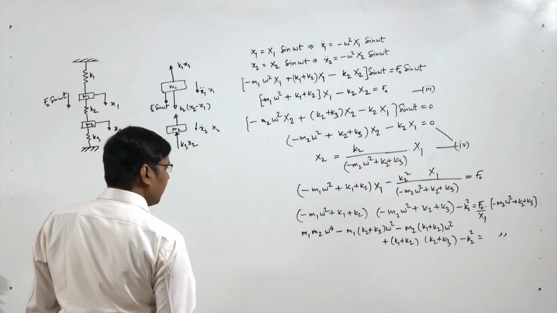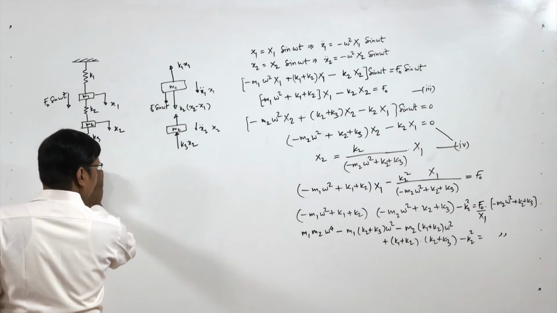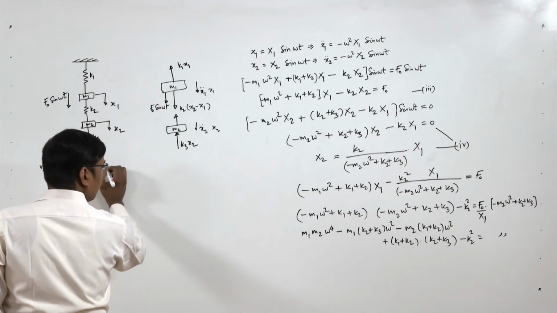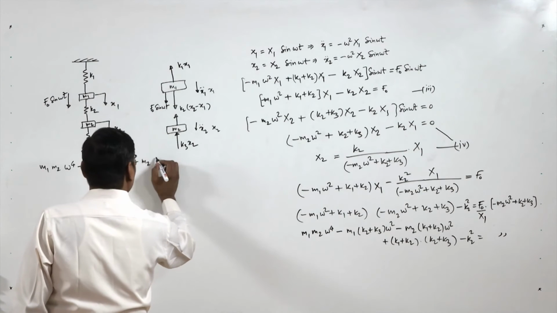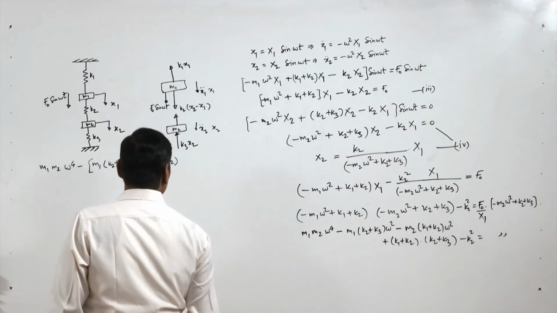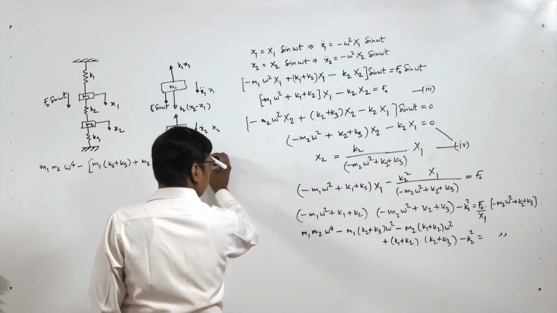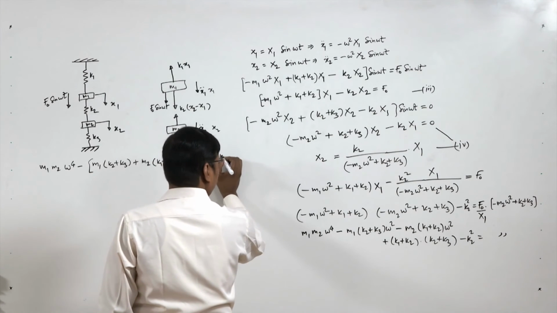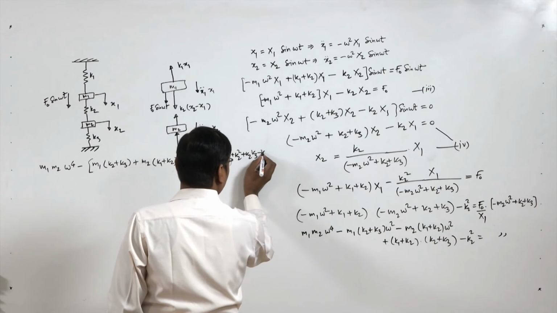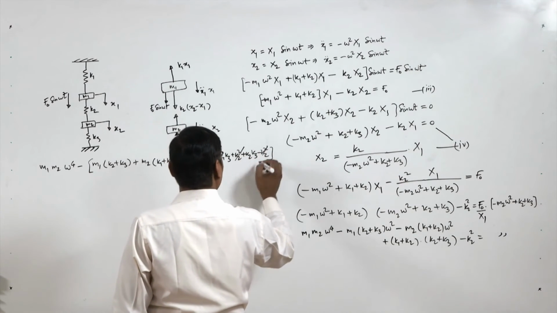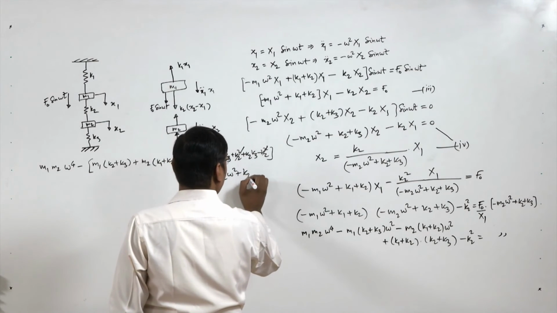So we can rewrite this. So we will have m1 m2 omega power 4 minus m1 k2 plus k3 plus m2 k1 plus k2 omega square plus this is k1 k2 plus k1 k3 plus k2 square plus k2 k3 minus k2 square, and k2 square will cancel out, and that is equal to f0 by x1 into minus m2 omega square plus k2 plus k3.